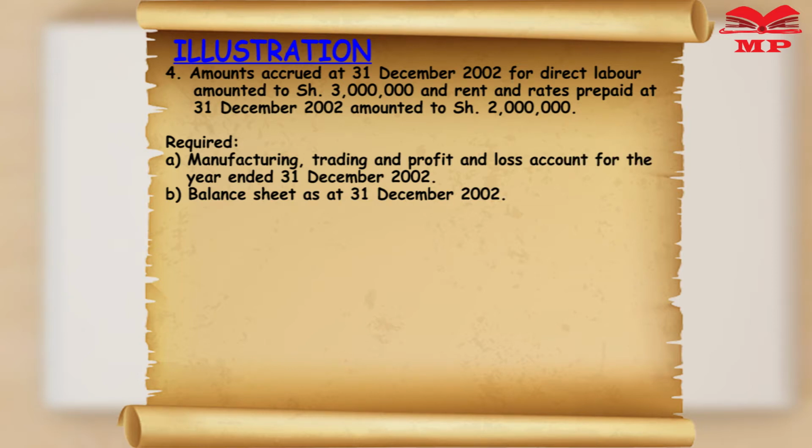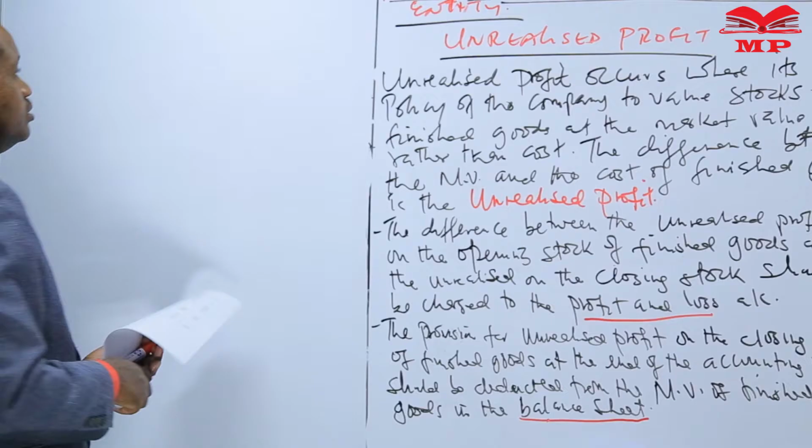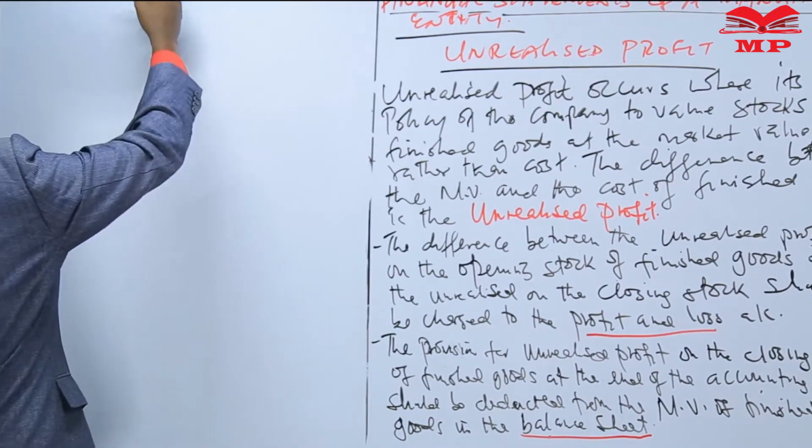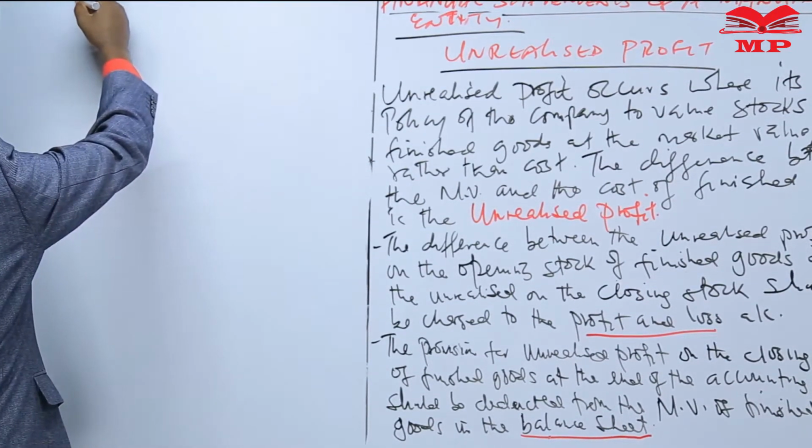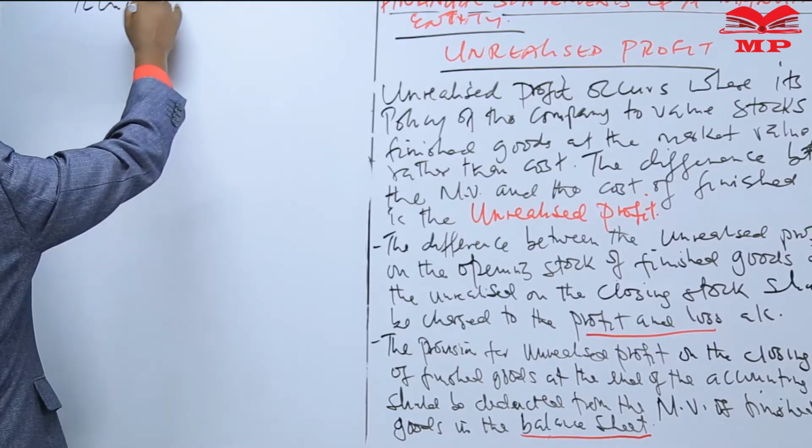Then number 2, the balance sheet as at 31st December 2002. So that is the question. We are required to prepare the manufacturing, trading and profit and loss account for Limuru Manufacturers. So I'll have an illustration.